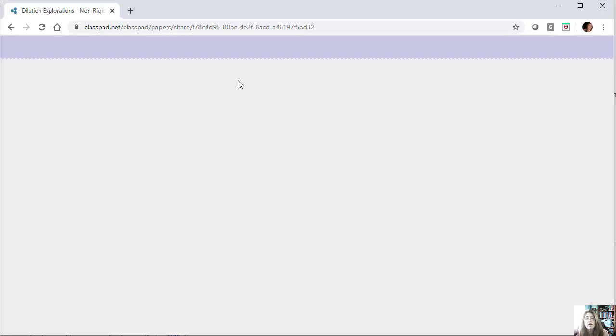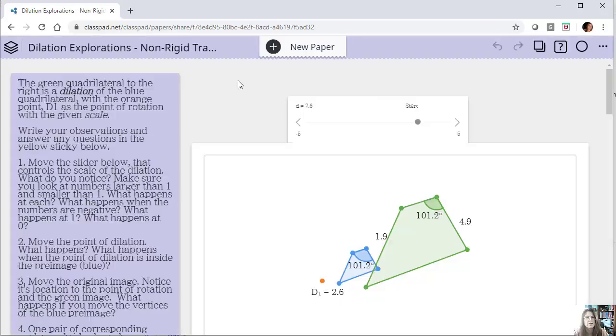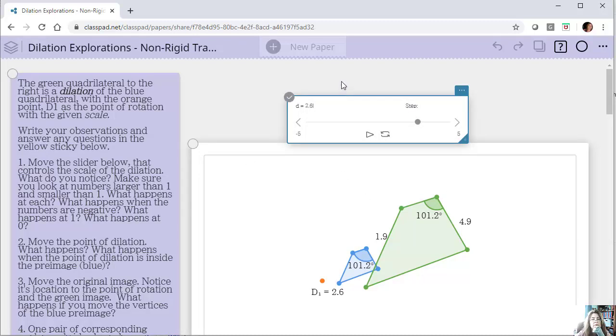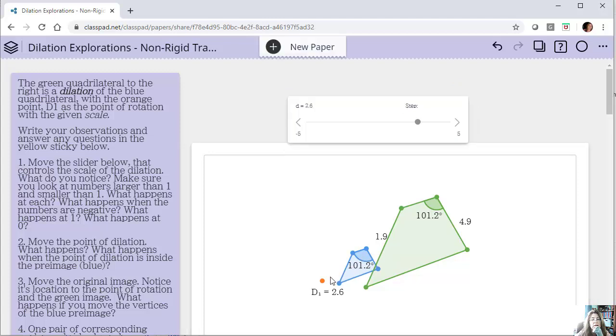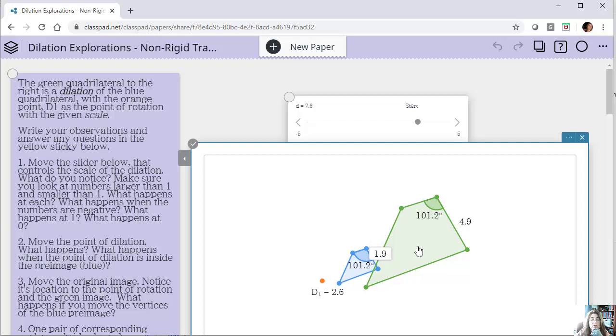Here is the activity, and there's a couple different components of the activity. So this first one is basically describing the dilation, and it's saying this blue is the original, and it has been dilated using this point of dilation here, D1, this scale factor, and we end up with the resulting image, the green one. And you'll notice that a couple things are measured, so two corresponding angles and then two corresponding sides. So this 1.9 actually has to do with that one right there. We'll move it a little closer.